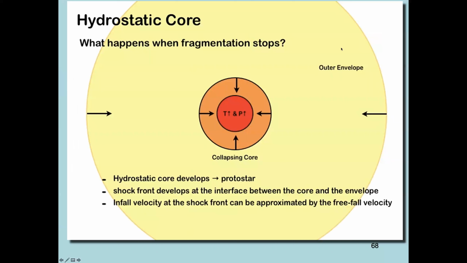This is what is happening. You have an outer envelope, and you have the collapsing, and you have a central region where the temperature is increasing and the pressure is also increasing. So it gets to the point where at some point you get nuclear fusion, starting with deuterium burning. In the protostellar stage, there is no deuterium burning, so the luminosity comes from this shock. So where does this shock come from?